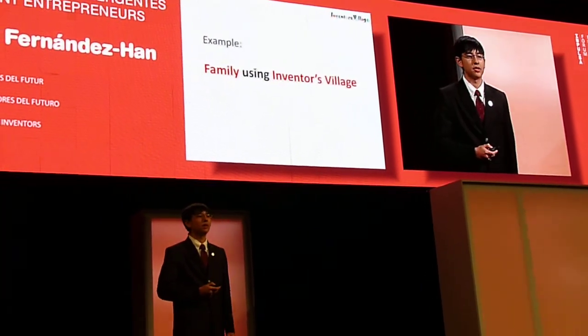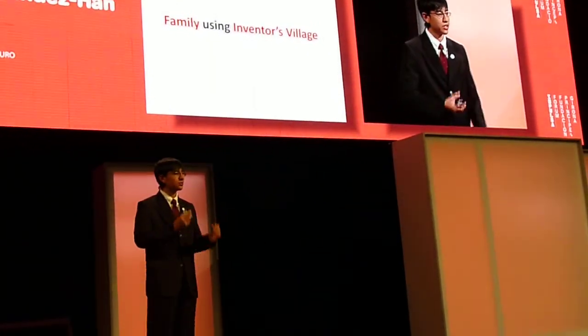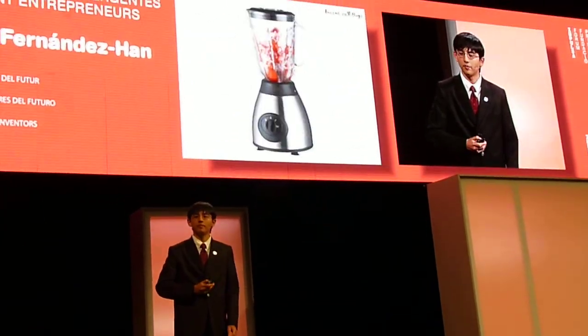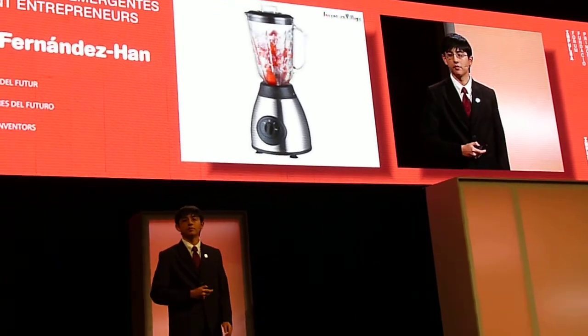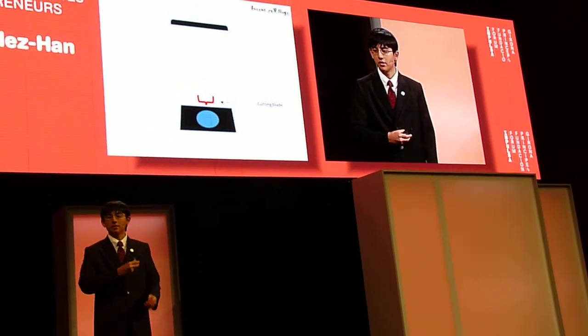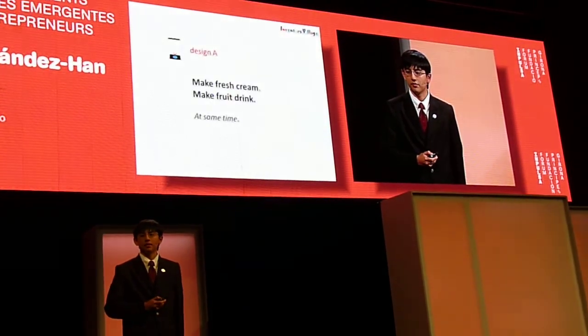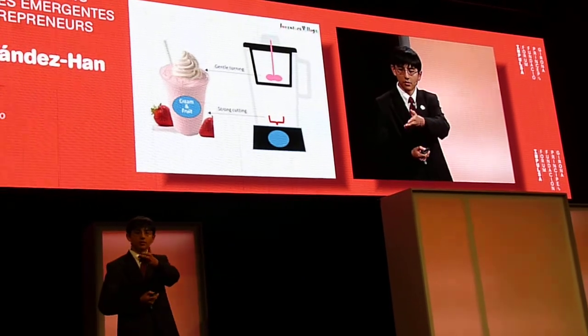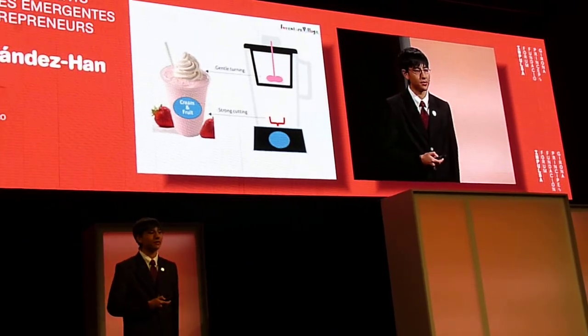Now let's have an example of how we can use this in my family. We actually made a mock-up of this, the animator's village, and we did it with my family at home. So we looked at a blender, and what can we do to a blender? For example, well, you have a cutting blade. It's pretty simple. But what if you wanted to do two things at once? What if you want to create one of these, a smoothie with whipped cream on top?